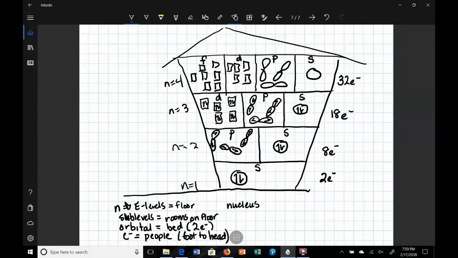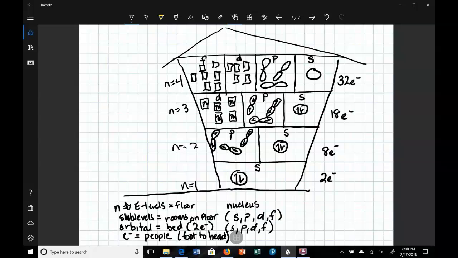Now remember, I was giving these names. So notice the sublevels have names S, P, D, and F. The orbitals also have the same names. All right, so you will only find s orbitals in an s sublevel. You will only find p orbitals in a p sublevel. You will only find d orbitals in a d sublevel, and so forth and so on.